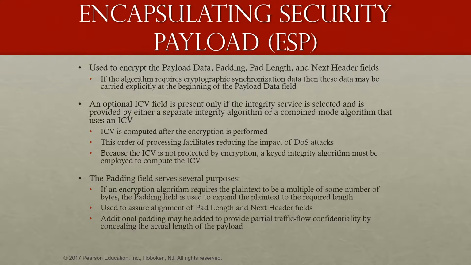An ICV field is optional. It is present only if the integrity service is selected and is provided by either a separate integrity algorithm or a combined mode algorithm that uses an ICV. The ICV is computed after the encryption is performed. This order of processing facilitates rapid detection and rejection of replayed or bogus packets by the receiver prior to decrypting the packet, hence potentially reducing the impact of denial of service attacks.